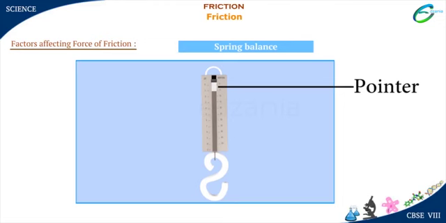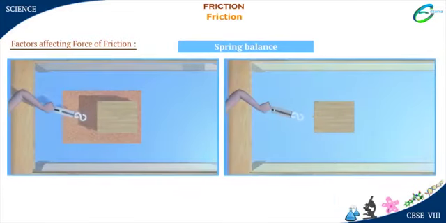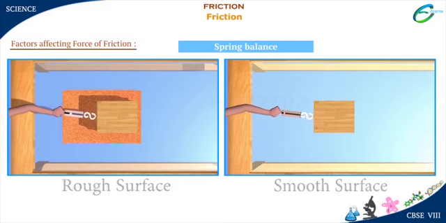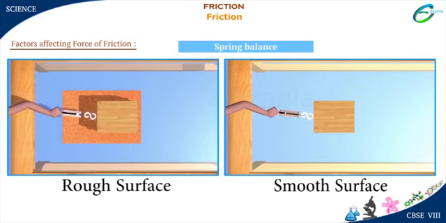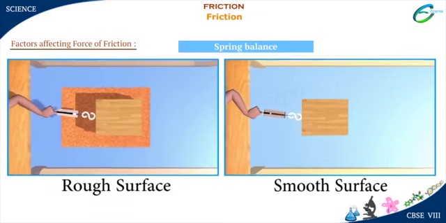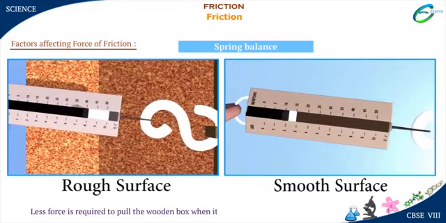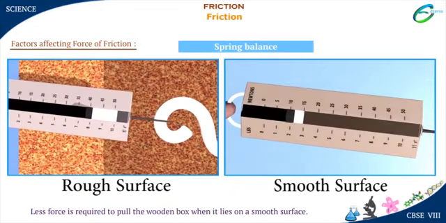Now let's perform one experiment with the help of spring balance. Note the reading of spring balance just when wooden block starts moving in two cases. Do you find any difference in the reading of spring balance in two cases? Spring balance shows that less force is required to pull the wooden box when it lies on a smooth surface. So we can conclude that smooth surfaces offer less force of friction than rough surfaces.